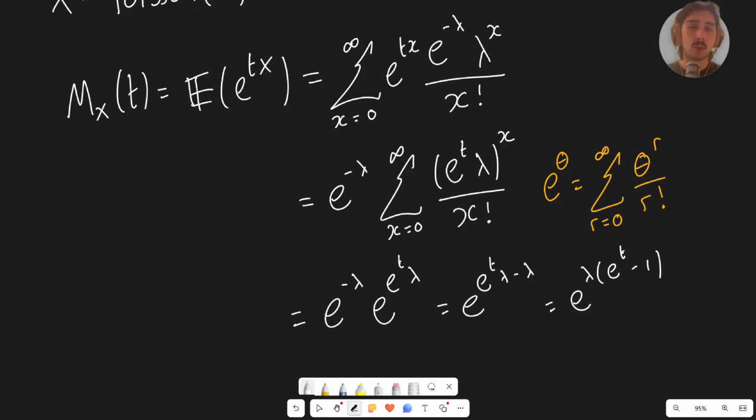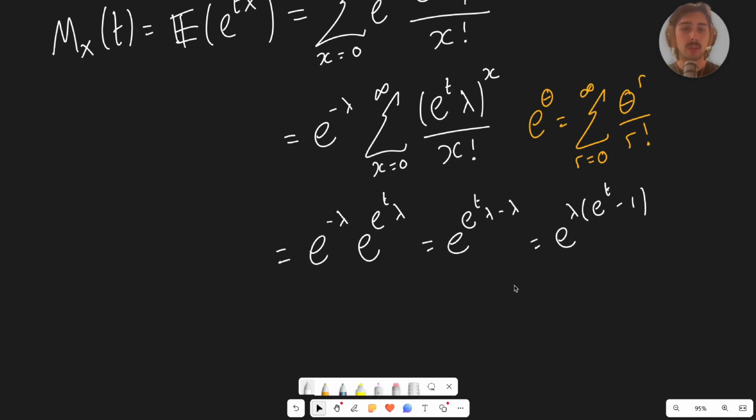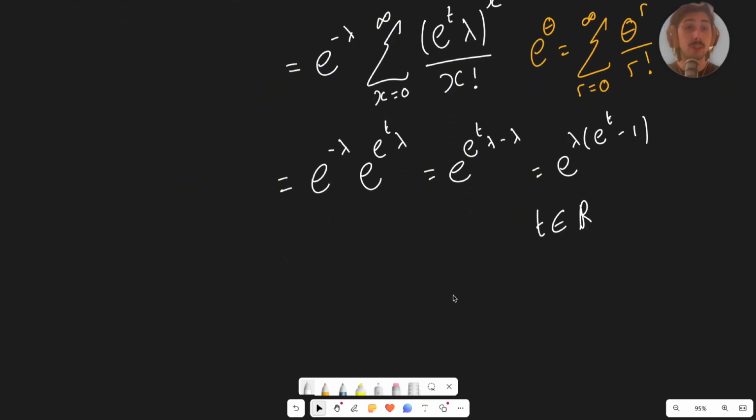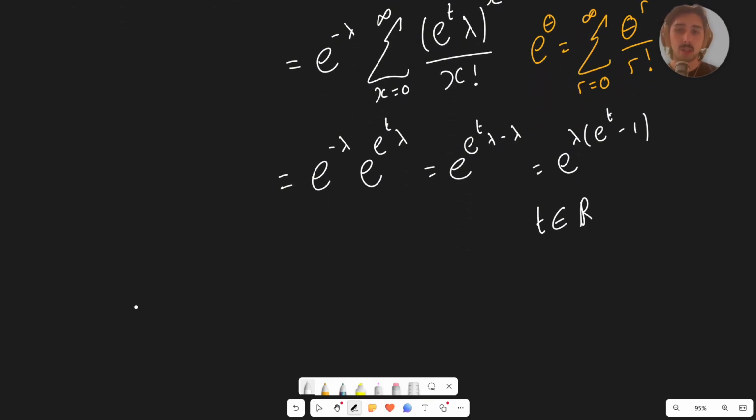Because the Maclaurin series is valid for any value of theta, it's also valid for any value of e to the t times lambda, which means it's valid for any value of t. So the domain of this function is that t can be any real number, and this function will still be convergent and it will still exist and be defined. That means that the moment generating function, when X is a Poisson distributed random variable, is e to the power of lambda times e to the t minus 1. And t, again, can be any real number.